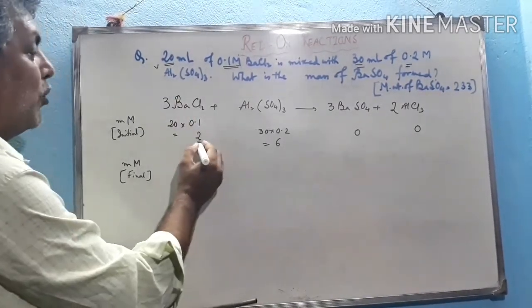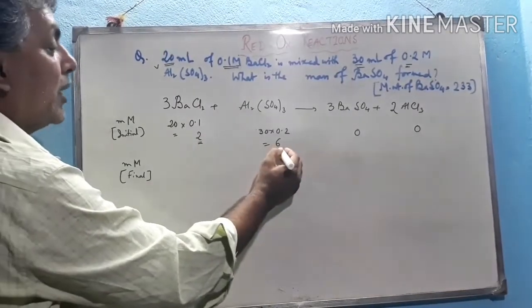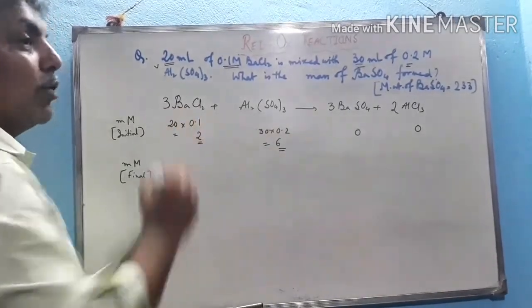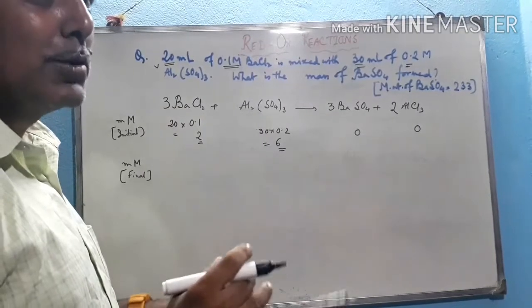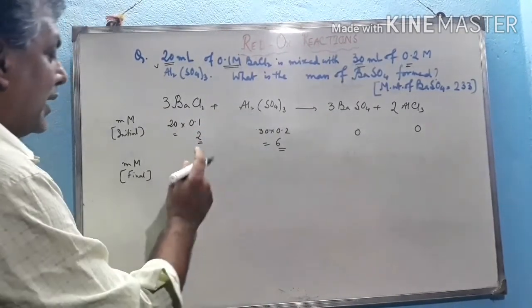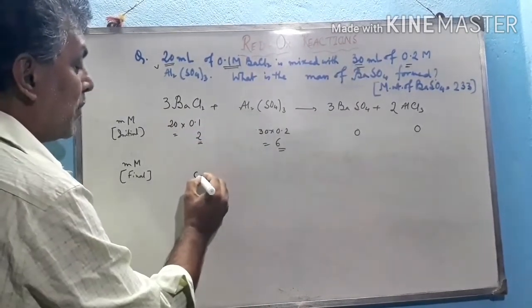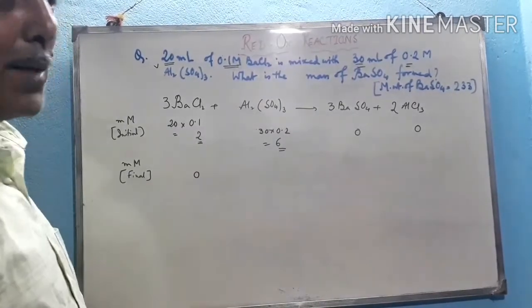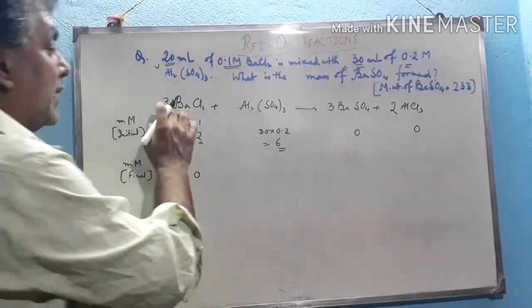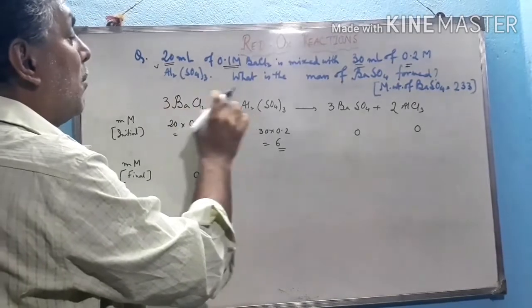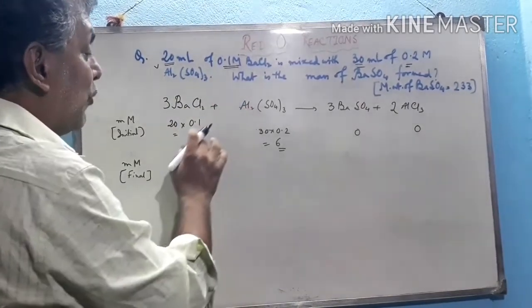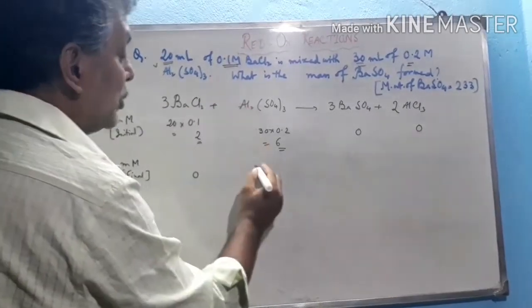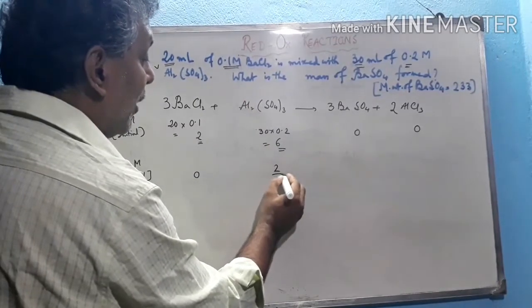See this, the number of millimoles of barium chloride is 2 and that of aluminum sulfate is 6, and that's why barium chloride is called the limiting reagent. So it is completely consumed in the reaction. So it becomes 0 at the final state. Now see the reaction. 3 moles combines with 1 mole. Therefore 2 moles combines with 2 by 3 mole.